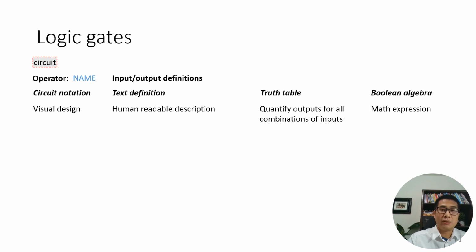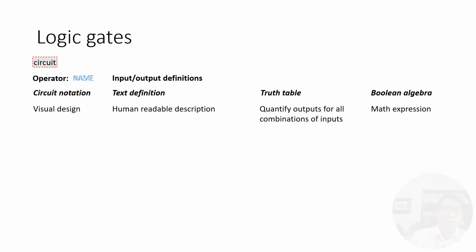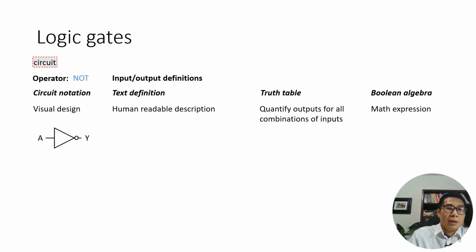Actually, for every circuit, we should have several more. Let's say you have timing specification as well, but we don't focus on timing over here. So now, the first logic gate that we will learn over here is the NOT gate.